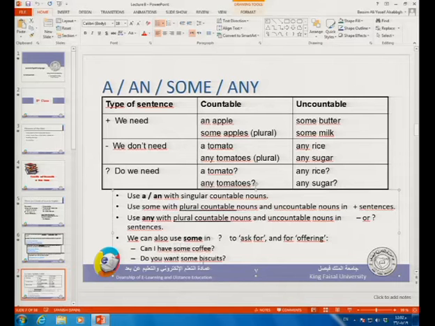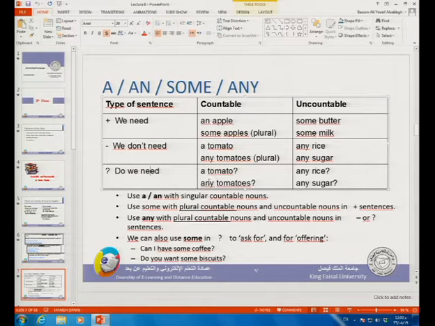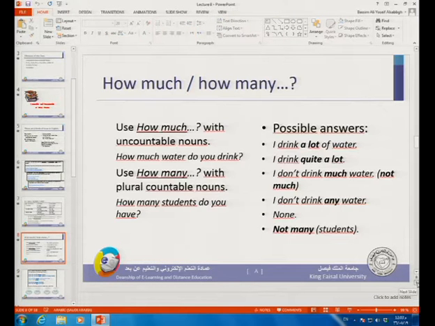Do you want some biscuits? That's an offer. You offer someone, do you want some biscuits? Here we use some as well. So we can say that we use any in questions, but we use some when we offer or request. And offers or requests are also in question form. When you see that the question is an offer, then we use some. When the question is a request, we use some as well. Other questions, we use any. Okay, you should put this in your mind.